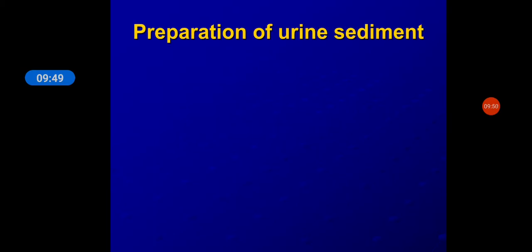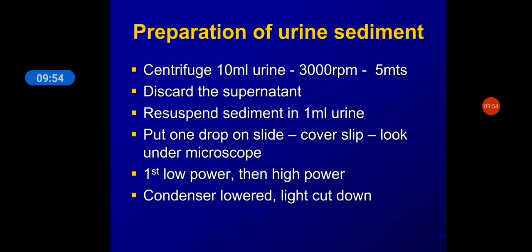Now let's see what you will do with the urine. We get the urine in a bottle. You take around 10 ml of urine and then you centrifuge it.